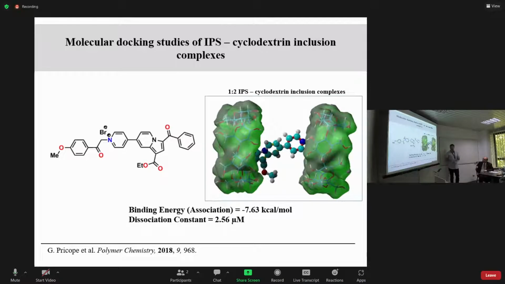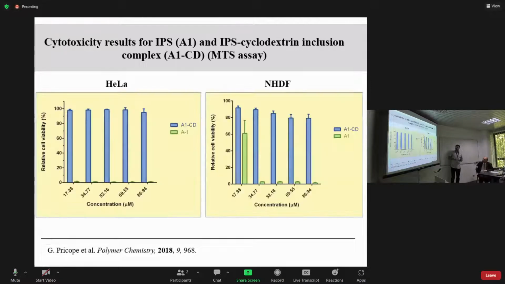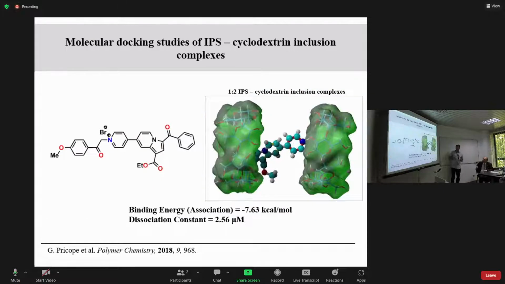Then we investigated the possibility of two cyclodextrin molecules forming inclusion complexes with one molecule of the dye. And again, the molecular docking studies showed that two molecules can participate in the formation of the complex. In this case, the cyclodextrins will be positioned at the marginal phenyl groups. And surprisingly, the binding energy and the dissociation constants were much better, explaining that the formation of the 1-to-2 complex is much more preferable.